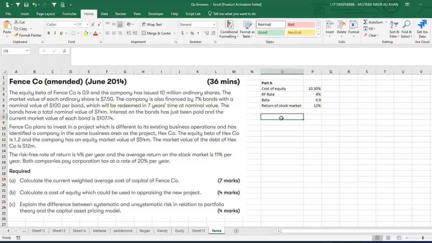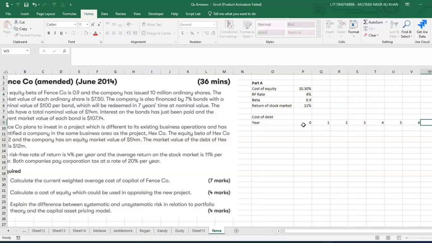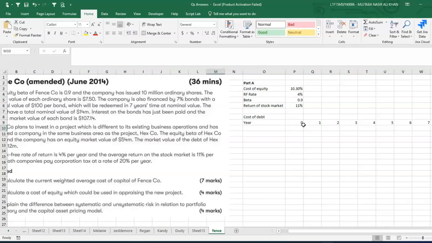Okay. Then cost of debt. It's a 7 years bond. Nominal value is given, interest is given, and redemption value is given. So you can solve in two ways, either using the annuity factor or by putting all the years in this way. 7 years. Market value, put the market value as a negative number, 107.14.